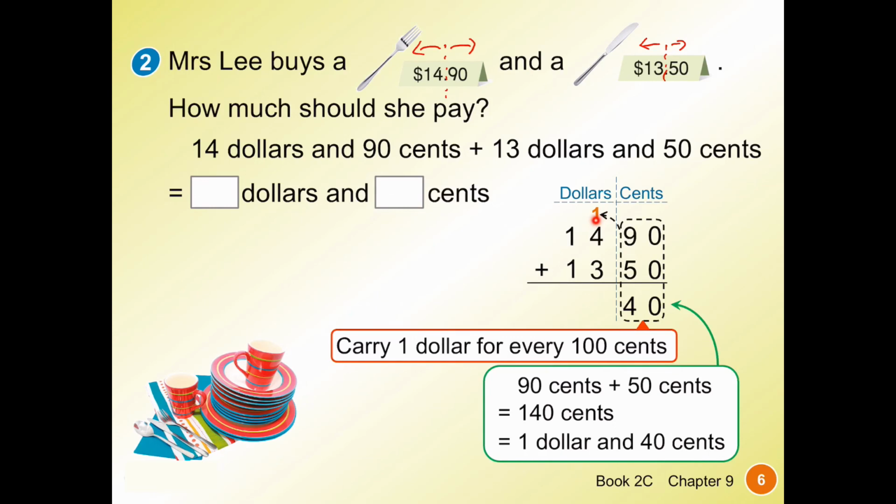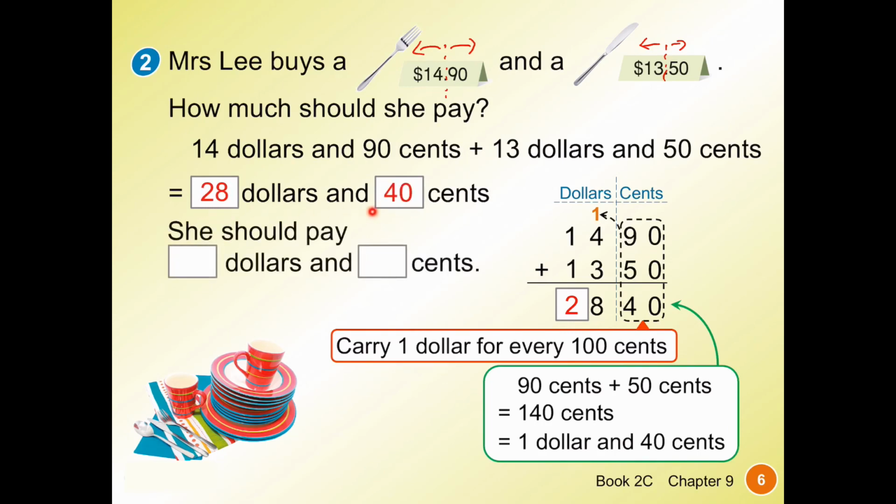So this is the little one here. And we add up 1 and 4 and 3 together, which is 8. And then 1 plus 1, we have 2. So the answer would be $28.40. So this is a word problem, so we do have to write a sentence for this. She should pay $28.40.